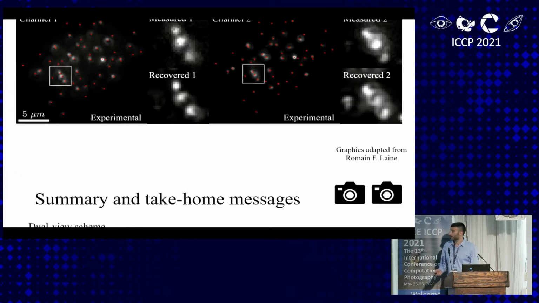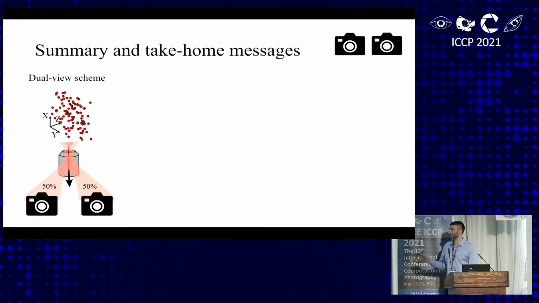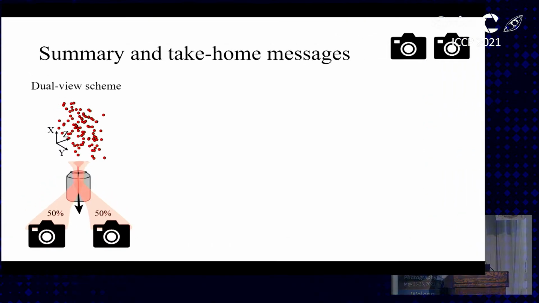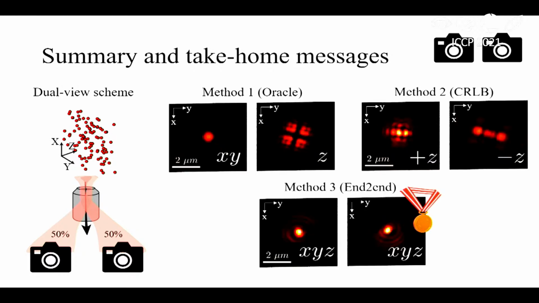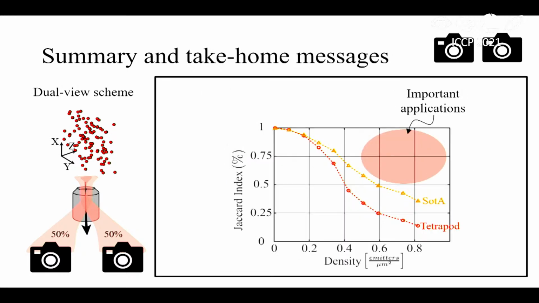Okay, so after such a long slide, let us just conclude. To summarize, in this work, we proposed a dual view scheme that splits the intensity 50-50 between two cameras in order to increase the emitter detection at high densities. Specifically, to design the PSFs of both cameras, we proposed 3 different design methods, where the leading method was the end-to-end learning of both PSFs. Coming back to the original premise of increasing the detection rates at high emitter densities, with this work, we were able to push this significantly higher. Therefore, if you're a biologist interested in such things, there are exciting new opportunities for you using our method.